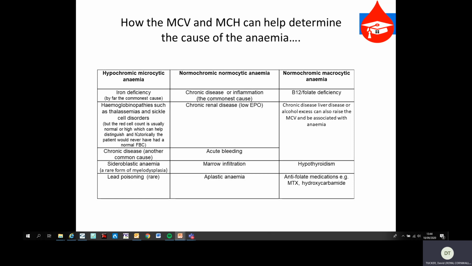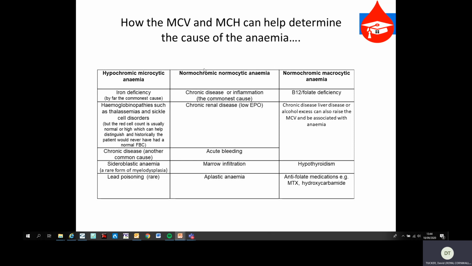They're just not making very well hemoglobinized red cells. Chronic diseases and rarely myelodysplasia, a form of myelodysplasia called sideroblastic anemia, can lead to a low MCV and a low MCH, and very rarely, thankfully, these days, lead poisoning.